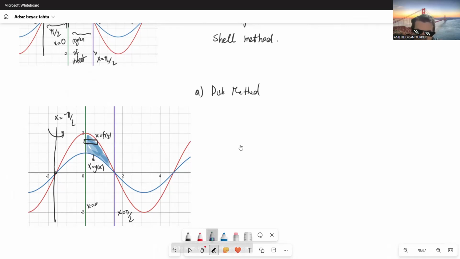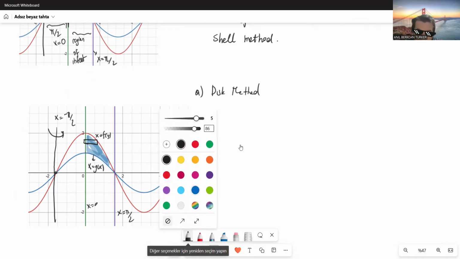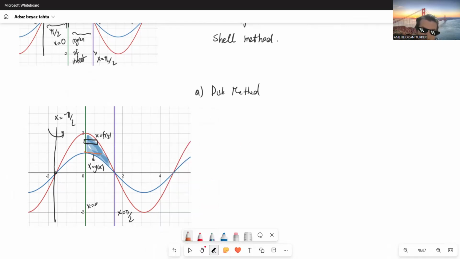Let me divide it by another color, for example, orange. So this is one simple region, the first simple region, and this is the second one. So I need to write two different integrals. In the first one, the upper curve is this, the lower curve is this. In the second one, the upper curve is this, the lower curve is this.